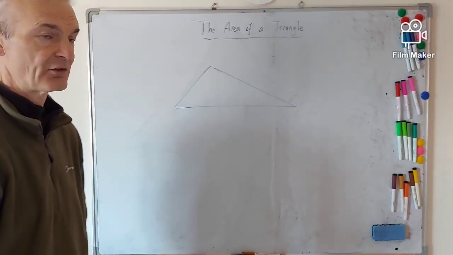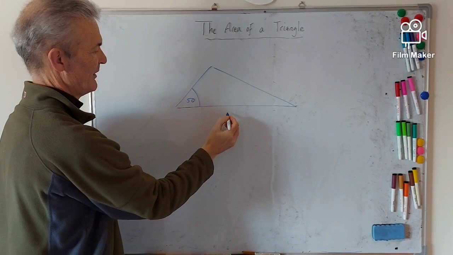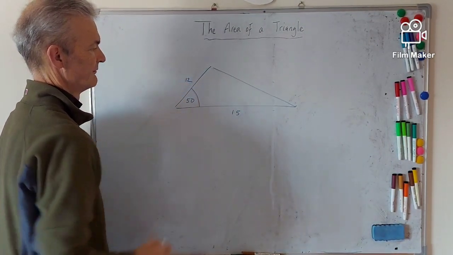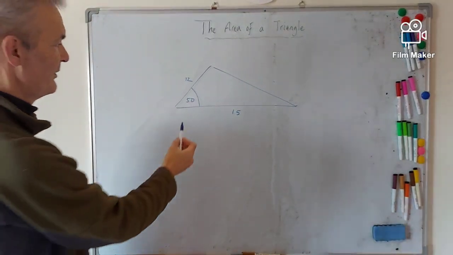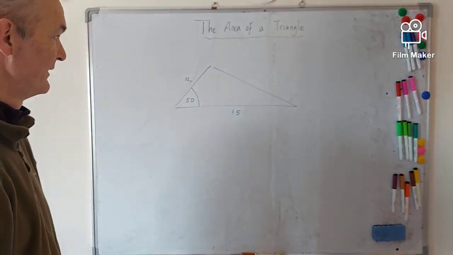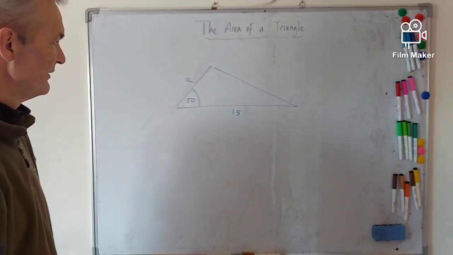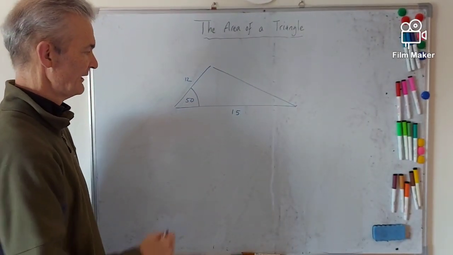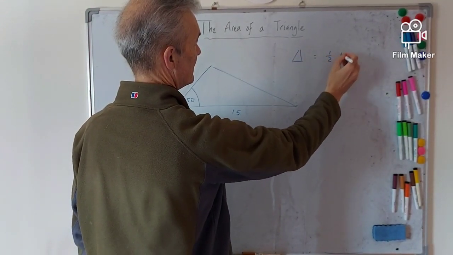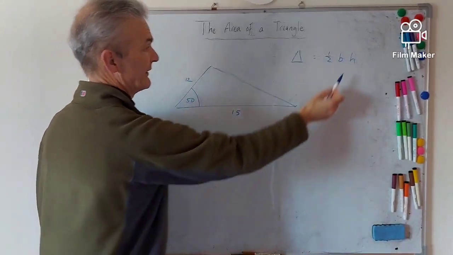Okay, so here's another triangle. Let's just assume that we've got these measurements. Okay, we've got those measurements. So we've got the base, we've got an angle, and we've got one of the slope sides there. And we want to find the area of this triangle. Well, you can see we've not got the height. We want to use that idea. We've got the base, but we've not got the height.